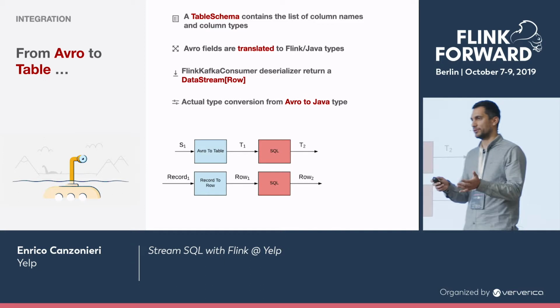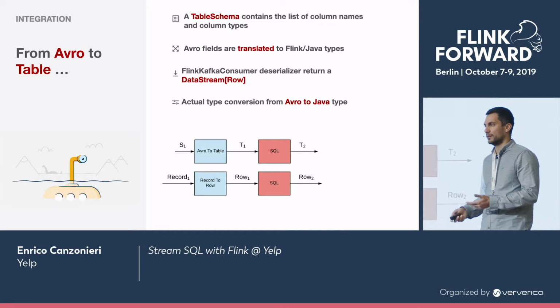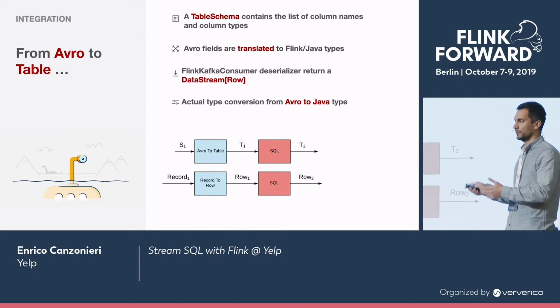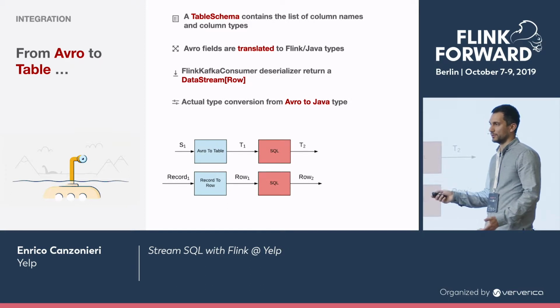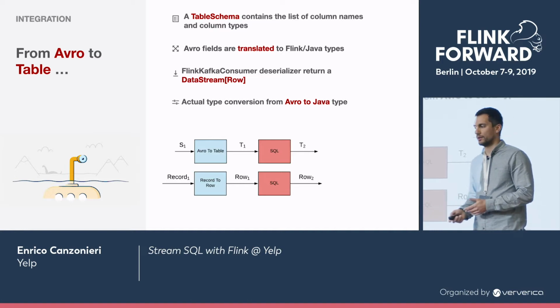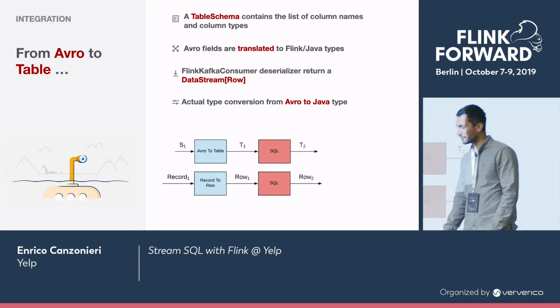This converter will take your schema and convert it into a table schema, where a table schema is just the columns, the name of the columns, and the type of the columns in the table that is represented inside Flink. And then you have SQL. It will perform some transformation and give us a result of the query, a new table with maybe different columns. It really depends on what kind of transformation you're doing.